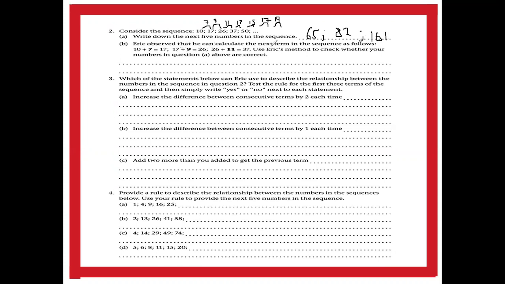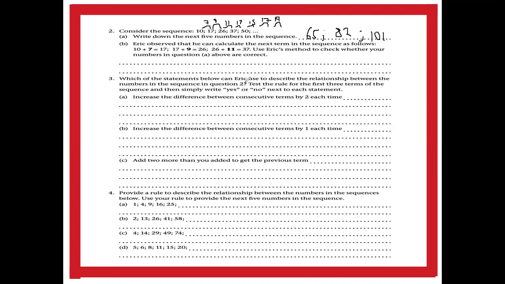Eric observed that he can calculate the next term in the sequence as follows. So 7 plus 10 is equal to 17. 17 plus 9 is equal to 26. 26 plus 11 is equal to 37. Use Eric's method to check whether your numbers in question A above are correct. Okay, so we use the same method, so we're going to assume that these numbers are correct. But please check them. This is 101, so that's a 0. Yes, that's not very clear. 101.